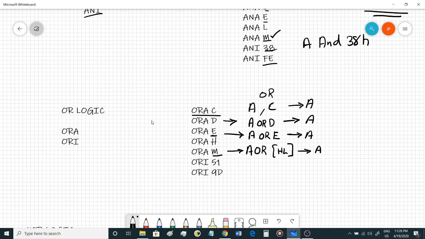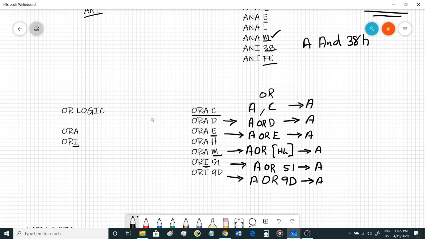Or you can even give an immediate data. Whenever you see I, it means that you're giving an immediate data over here. So ORI stands for OR immediate. The accumulator will get ORed with the number 51 and the result will get stored in A register itself. Similarly, whatever number you give, you can OR it with accumulator. If you're giving 9D, so 9D will get ORed with accumulator and the result will go into A register.